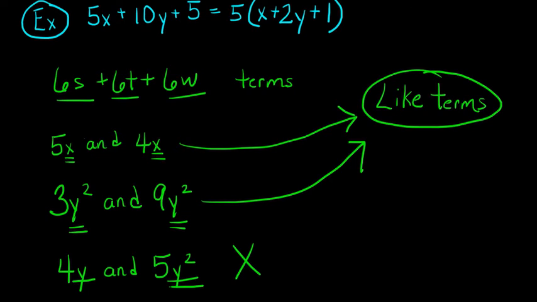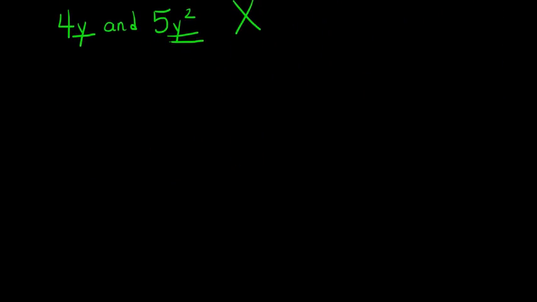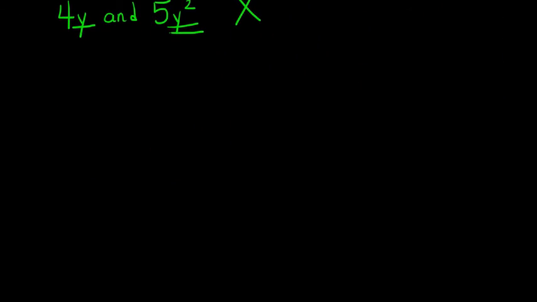Okay? So let's take a look at some examples of distributing if we can find like terms. Okay? So let's start simple. Here's an example. 3x plus 4x. Those terms are the same. The x's are the same. I can factor that out. X. So that's going to be x times 3 plus 4.